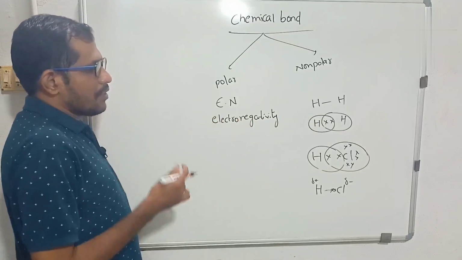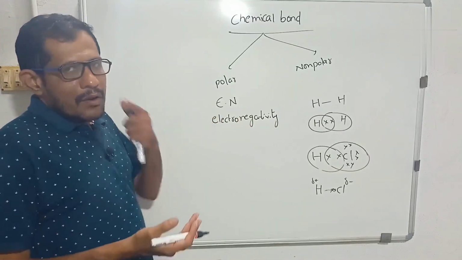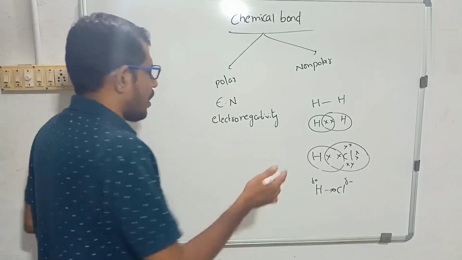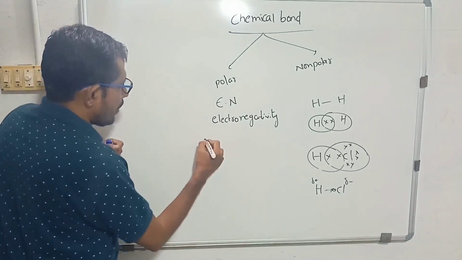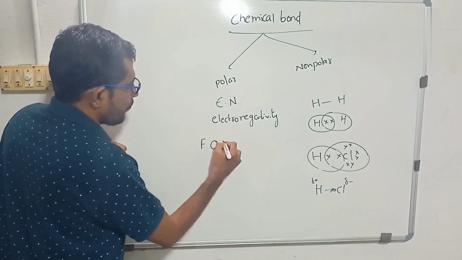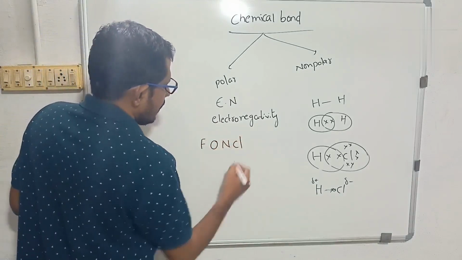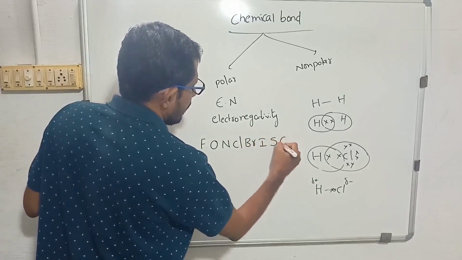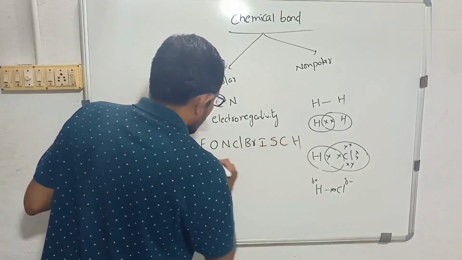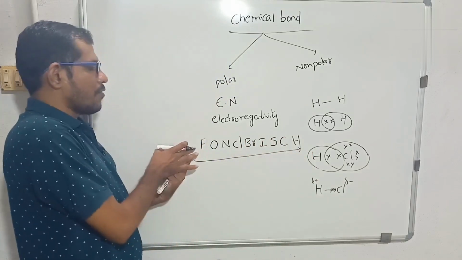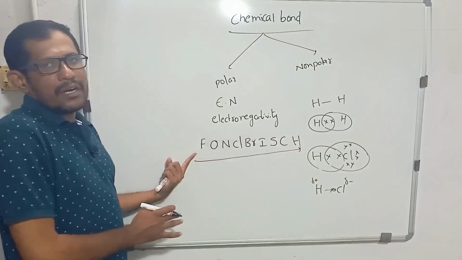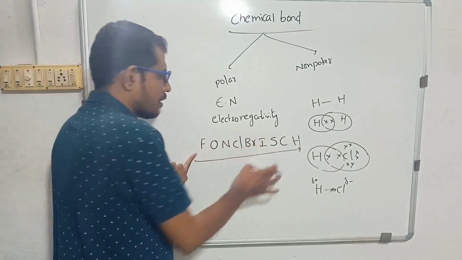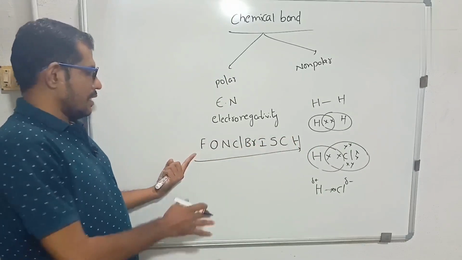So we have the electronegativity order. Based on the order, we can say which molecule is more polar and which is less polar. I am writing the electronegativity order: F, O, N, Cl, Br, I, S, C, H. Remember this order. Going from fluorine to hydrogen, the electronegativity is decreasing.